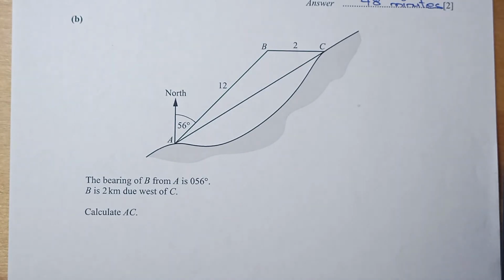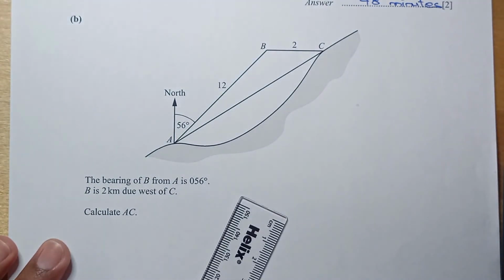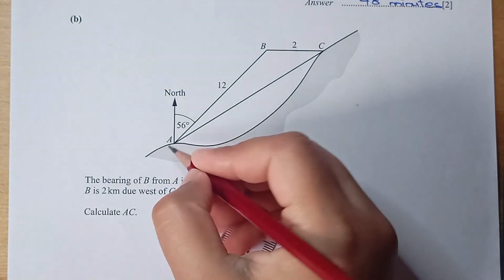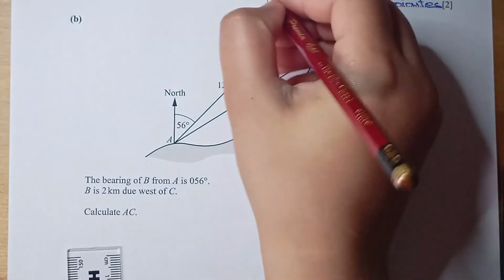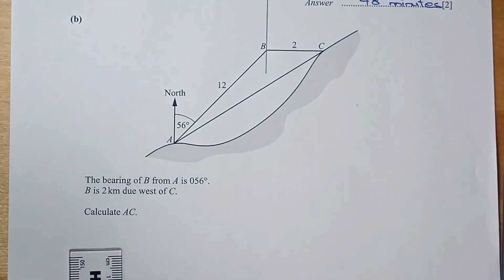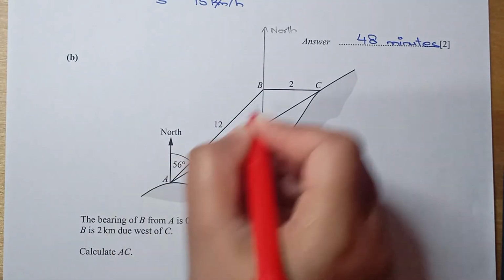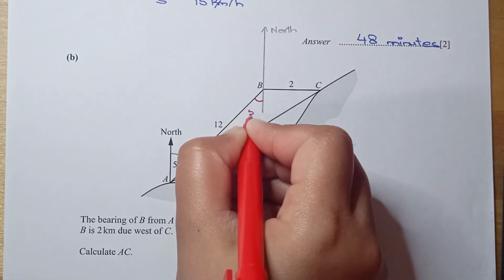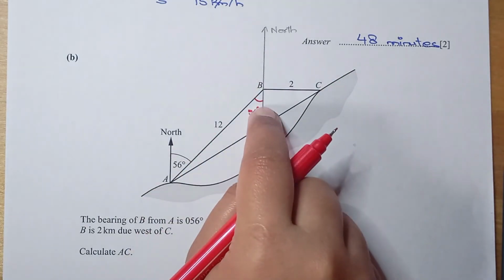We can use the law of cosine, but for that law we need one angle as well, the angle in between these two sides. So how can we find that angle? First, using this information of the bearing, if I draw the north line at point B, you can see this angle is 56, and this angle is also 56, because both the north lines are parallel and their alternate angles are equal, right?